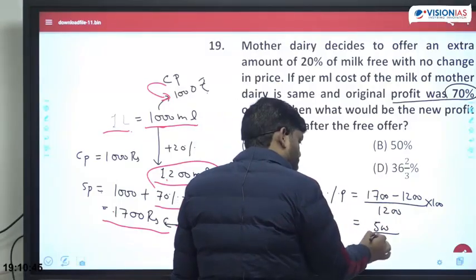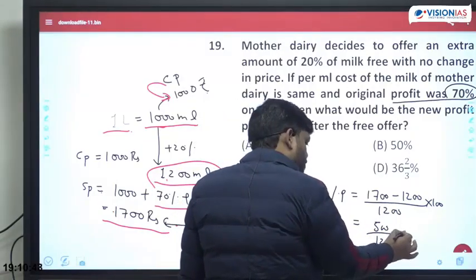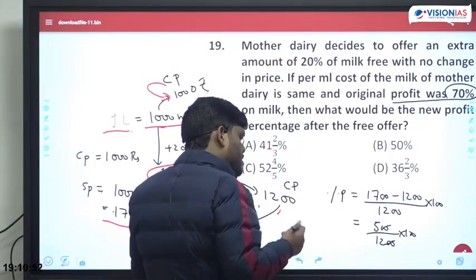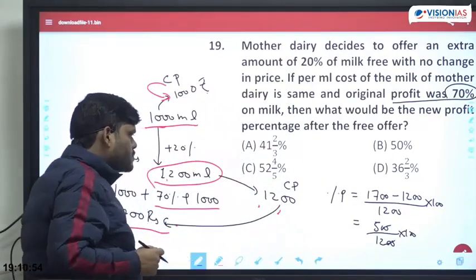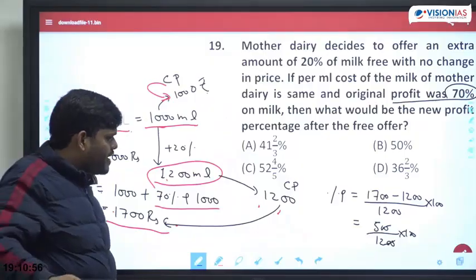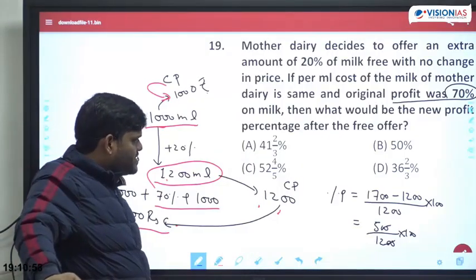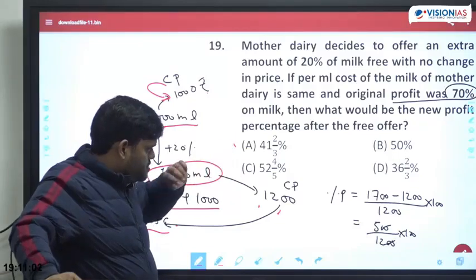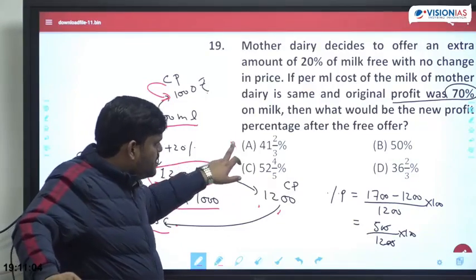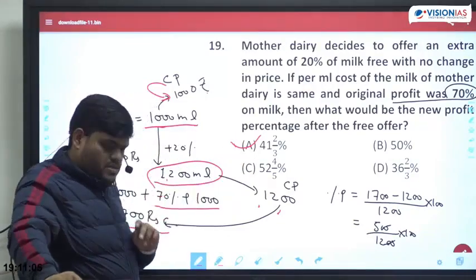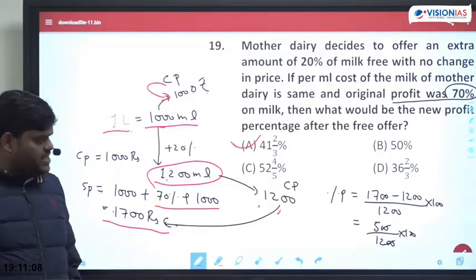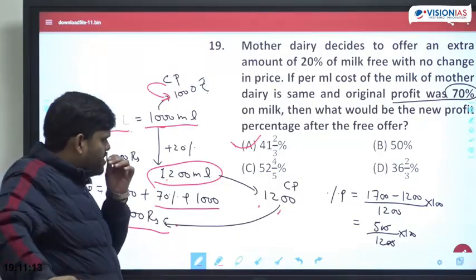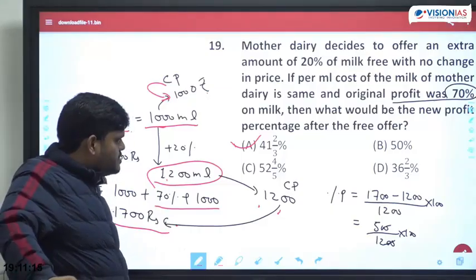500 upon 1200 into 100. 5 upon 12. This will come around less than 60 is the answer, and 41%. I think it should be 41%. A should be the answer. How come C and D? Let me check. I think 41% will be the answer.